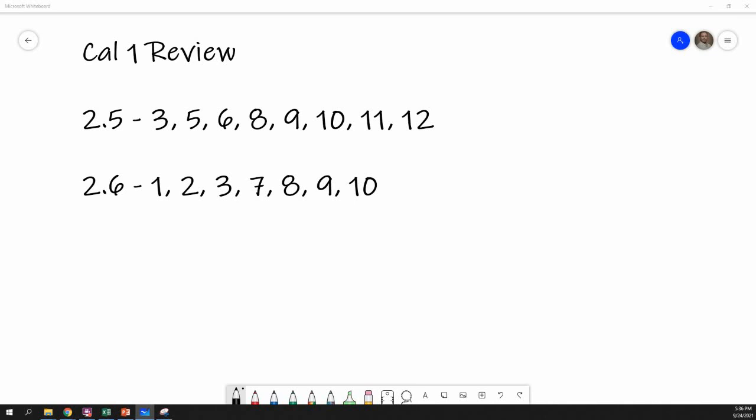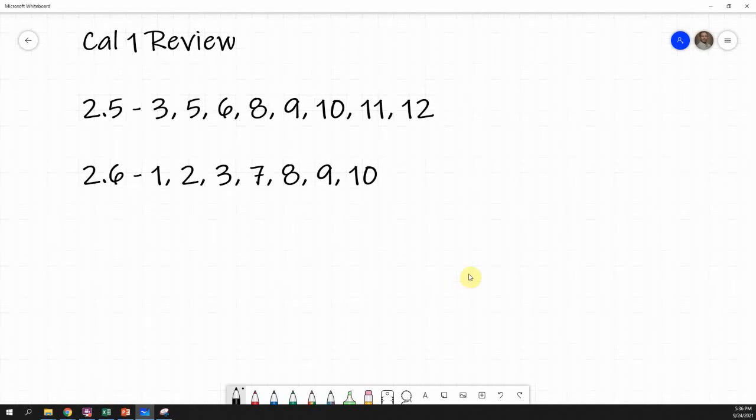All right, this review is a Cal 1 review with 2.5 and 2.6. So we're doing 3, 5, 6, 8, 9, 10, 11, and 12 from 2.5, and 1, 2, 3, 7, 8, 9, and 10 from 2.6. I'm going to go fairly quickly since I don't have to ask if you understand, but I will be explaining as I go along and I will be talking as I go through them.